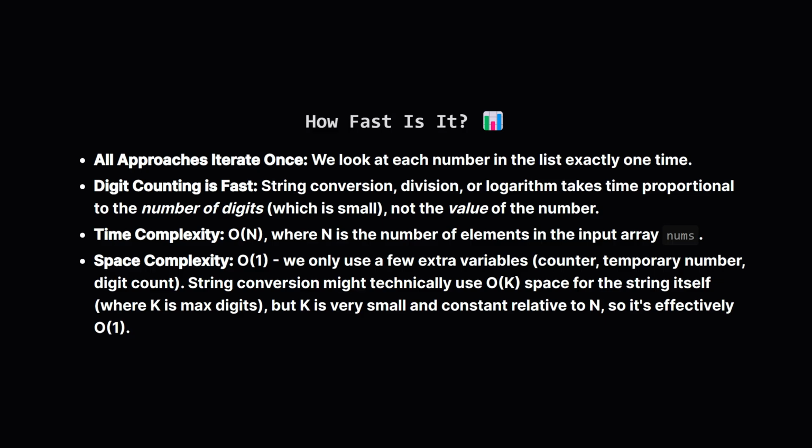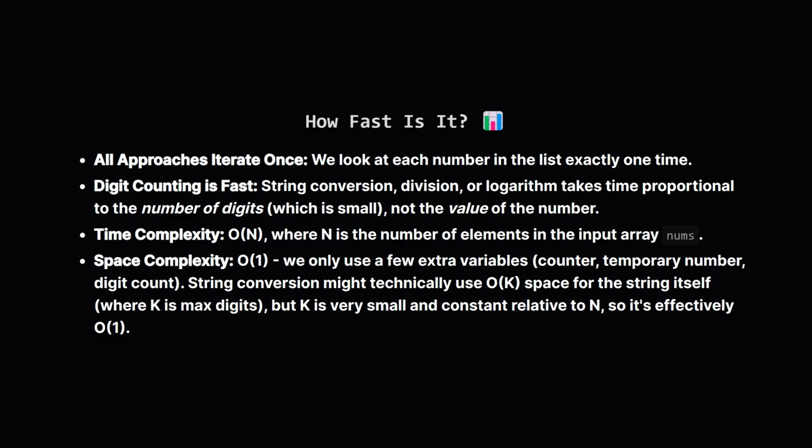So how efficient are these methods? Well, notice that in every approach, we have a loop that goes through each number in the input list nums just once. Let's say there are n numbers in the list. Inside the loop, we do a little bit of work to count the digits. Whether we convert to a string, use division, or use logarithms, the time it takes depends on the number of digits in the number, not how big the number itself is. Since the numbers are capped at 100,000, which is 6 digits max, this inner step is very fast and roughly constant time. Therefore, the total time complexity is dominated by that single loop through the list, making it big O of n, or order n time.